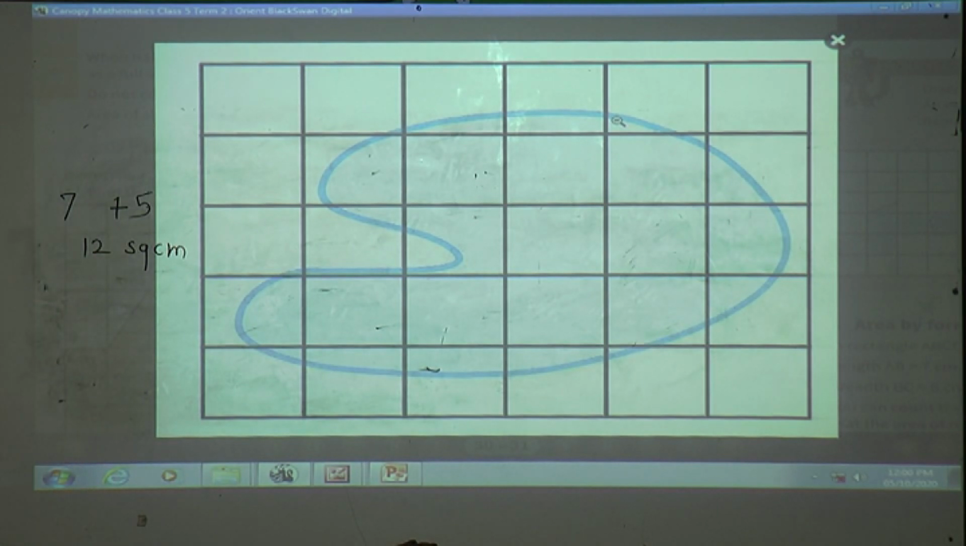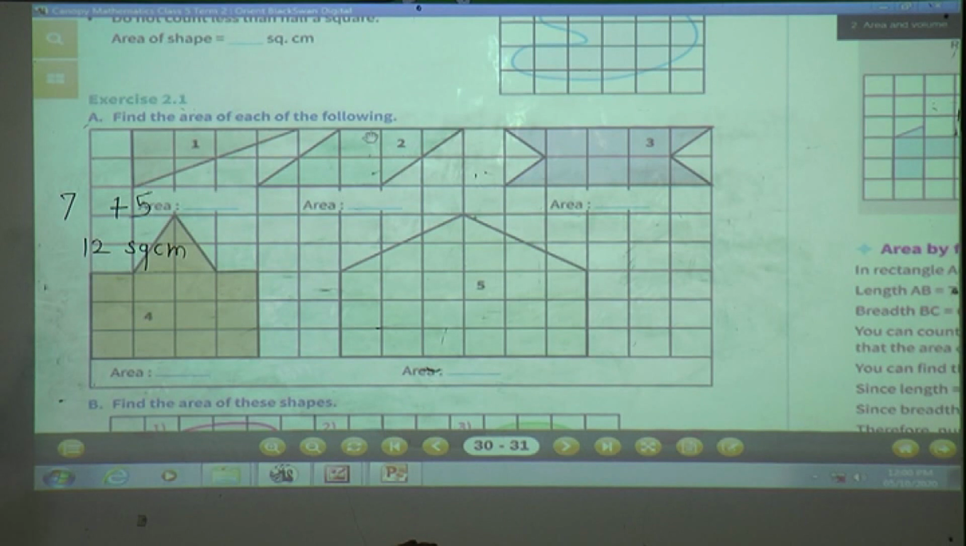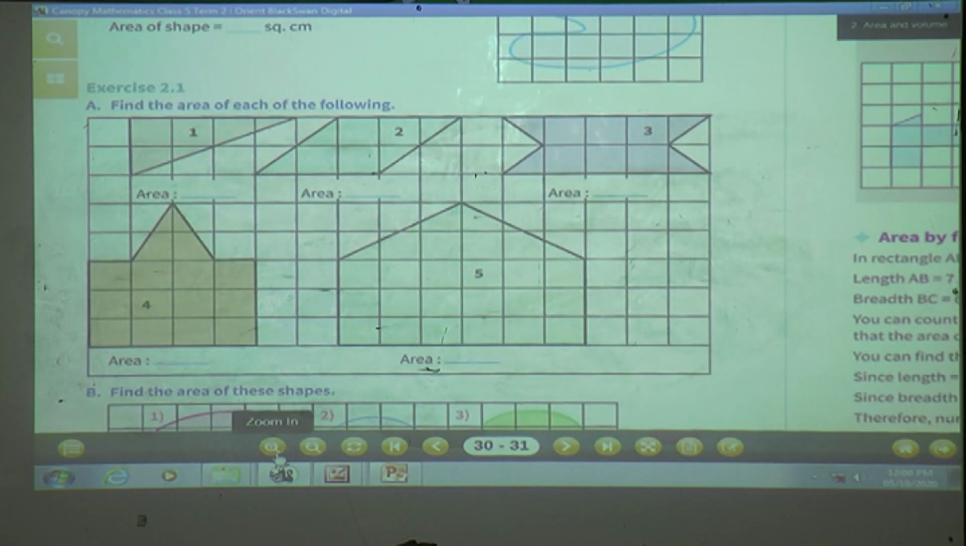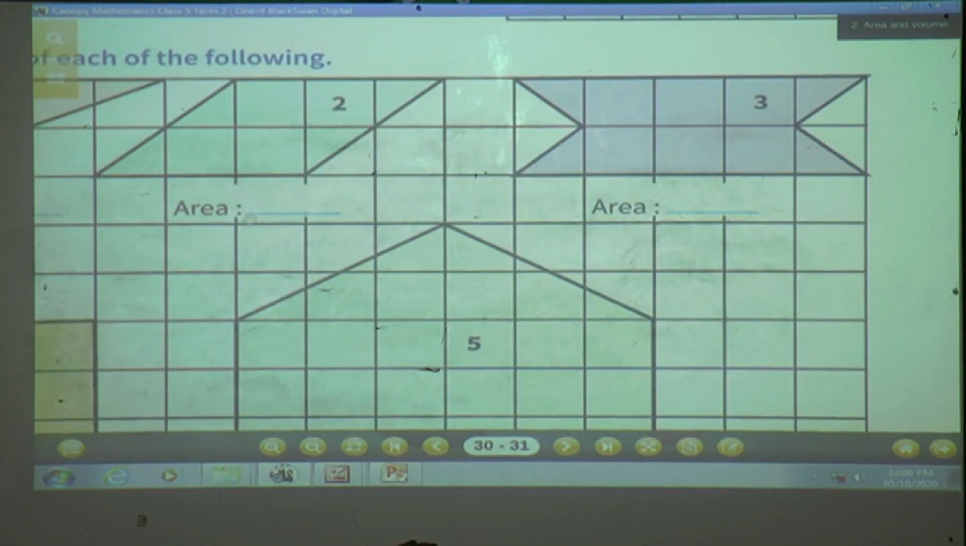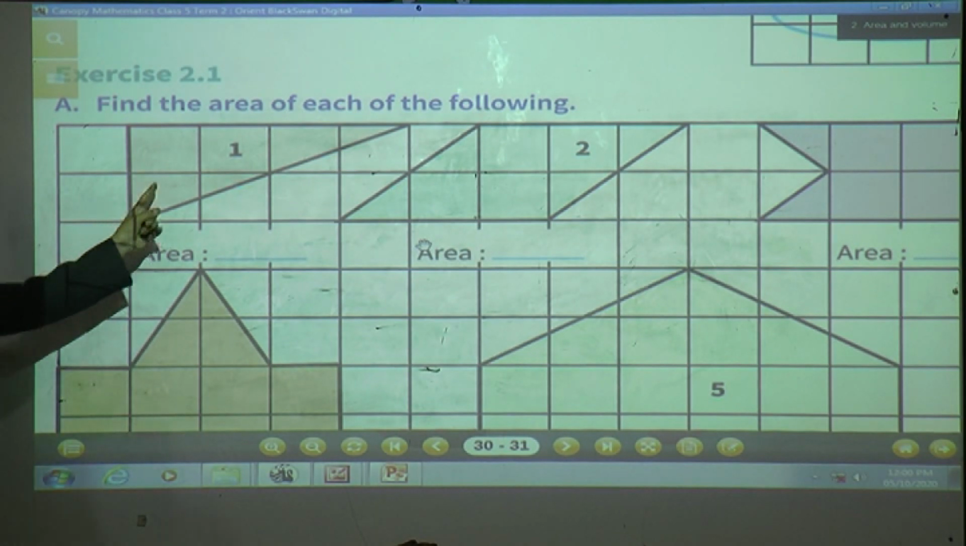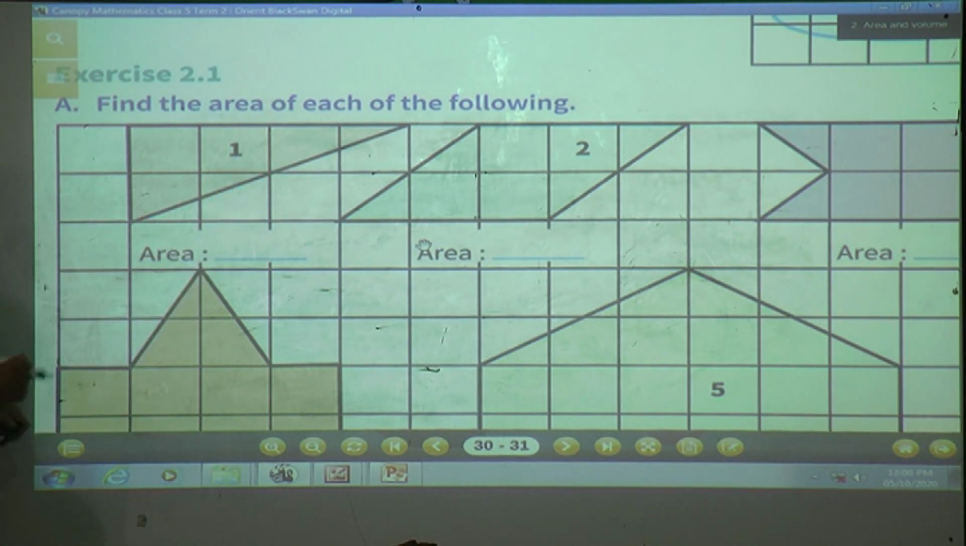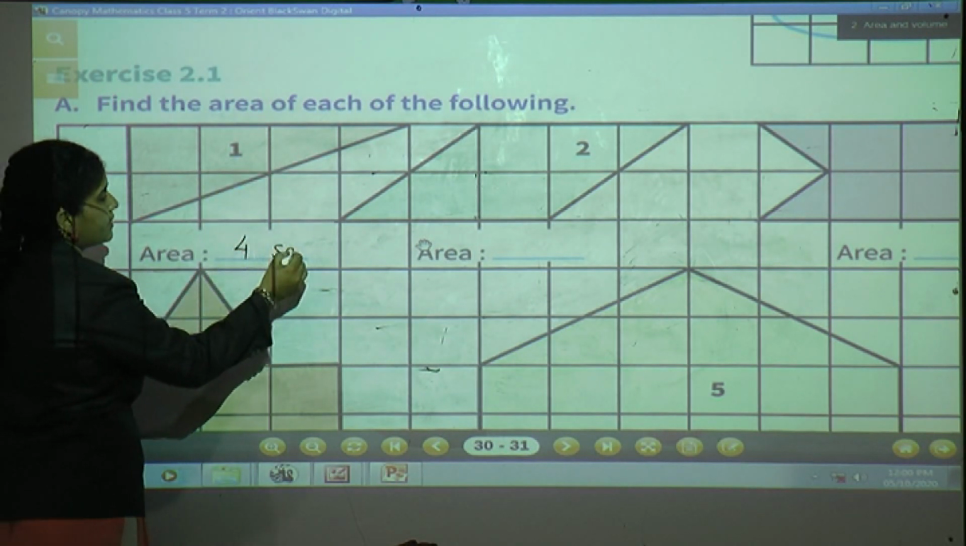Now we'll see our exercise 2.1. Find the area of each of the following. Here, first one, find the area. See how many full squares are here? 1, 2. And how many half squares are here? Yes, students? Here 1 and 2. So this 2 plus this 2 is equal to 4. That's why 4 square centimeter.